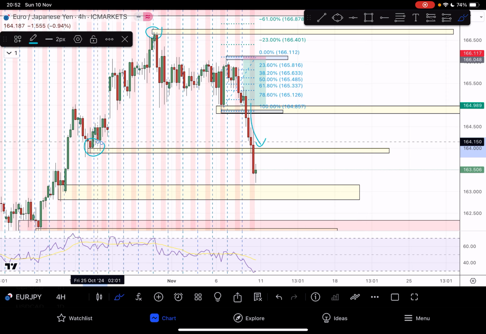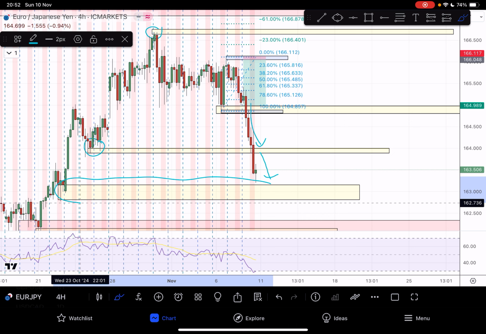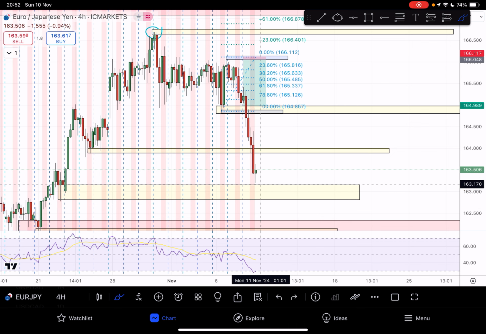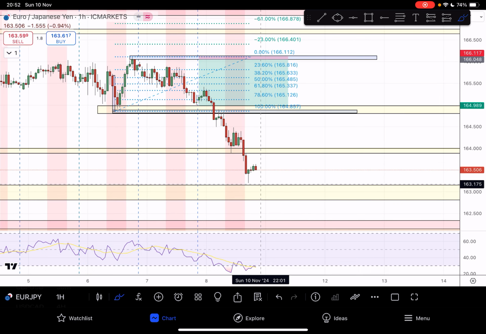You can see on the left, this is another H4 support region. It breached it, went all the way down, and now it's at this H4 support region here. So the levels on a H4 time frame are still up to date, so I'll leave them as they are. I will go on to a H1 time frame to see what's happening on an intraday trading level.